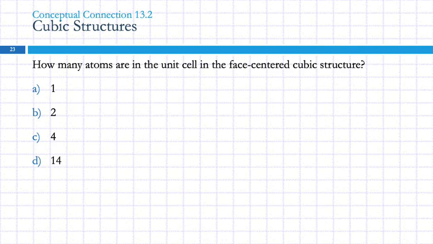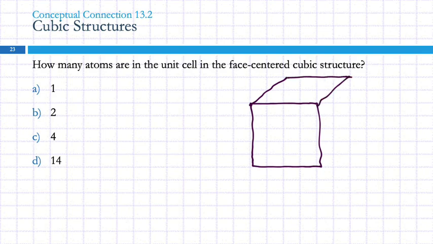This is something we should be able to do, though. How many atoms are in the unit cell in the face-centered cubic structure? So we don't need to memorize this. We can think about it, okay? Maybe if I draw this bigger, it won't be quite so messy.